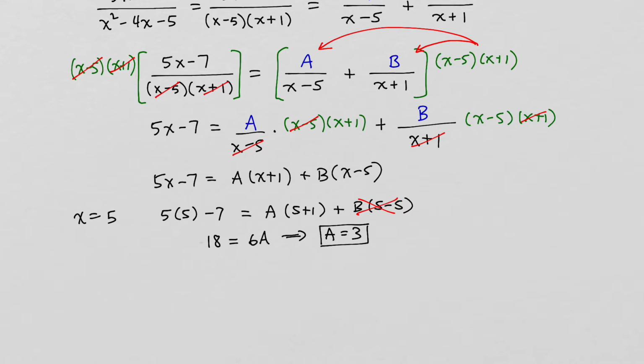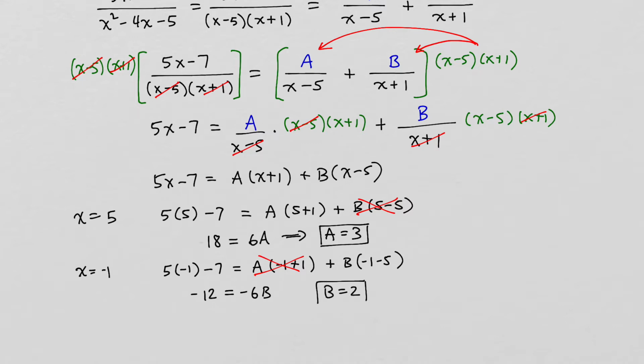Now we do the same thing, but we pick the value of x that will make the other factor equal 0. So if I choose x equals negative 1, on the left-hand side, we get 5 times negative 1 minus 7. On the right-hand side, we get a times negative 1 plus 1 plus b times negative 1 minus 5. If we do the math here, we get negative 12 is equal to, this cancels out, and then we get negative 6b. Dividing by negative 6 on both sides, we get b is equal to 2.